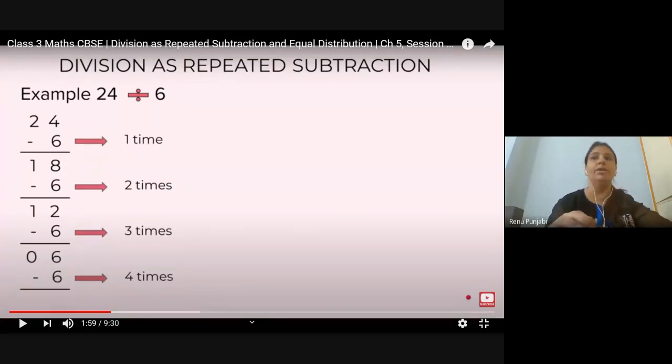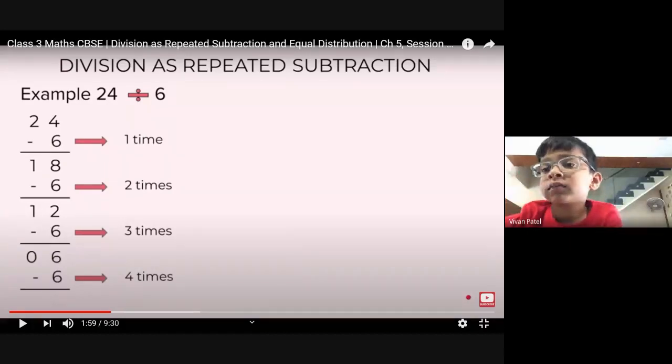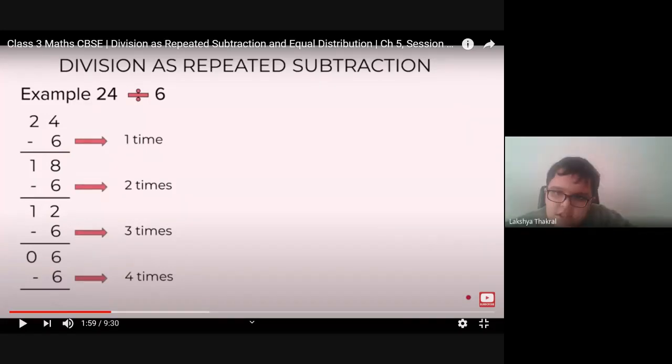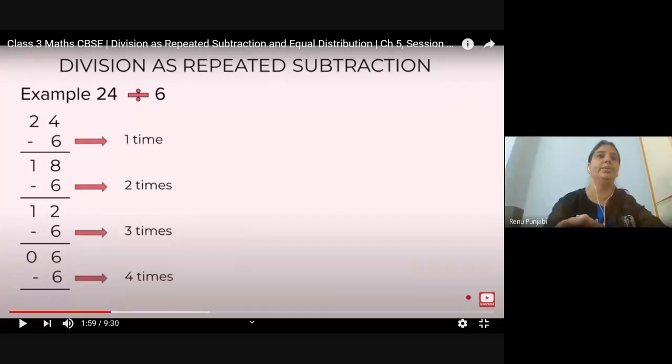Dhruv, page number 125. Can you all open this page number? Children, can you please open page number 125? Opened, ma'am. Okay. Just a minute, ma'am. Ma'am, page number 125.